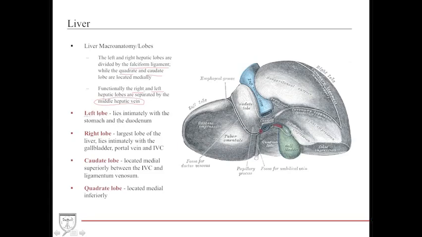So in discussion of the left lobe, it lies intimately with the stomach and the duodenum. The right lobe, which is considered to be the largest, lies intimately with the gallbladder, the portal vein, and the IVC. The smaller caudate lobe is located in the medial undersurface, superiorly between the IVC and the ligamentum venosum. Then you have the quadrate lobe, which is located in the medial inferior surface. So right here is where you have your quadrate, your caudate, right, and left.